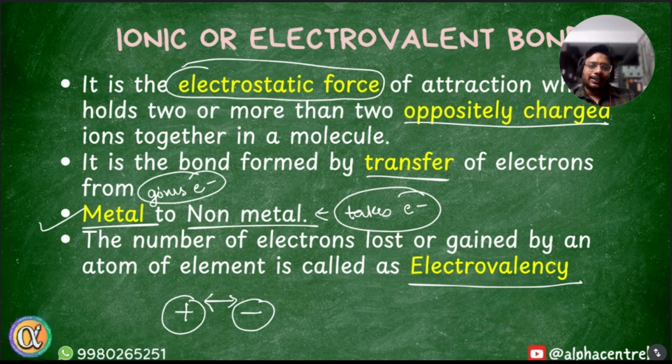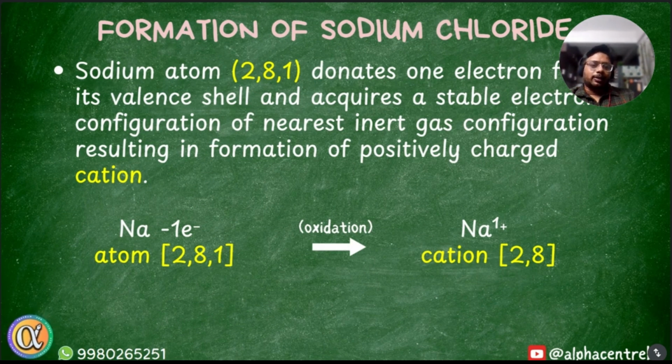Let's now see how this actually happens in case of certain molecules. Sodium chloride is a compound, a molecule which is formed by sodium and chlorine together. So in this case, one sodium and one chlorine combine to form sodium chloride. Sodium atom has electronic configuration of 2, 8, 1. It donates one electron from its valence shell and acquires a stable electronic configuration of the nearest inert gas, resulting in the formation of a positively charged cation.